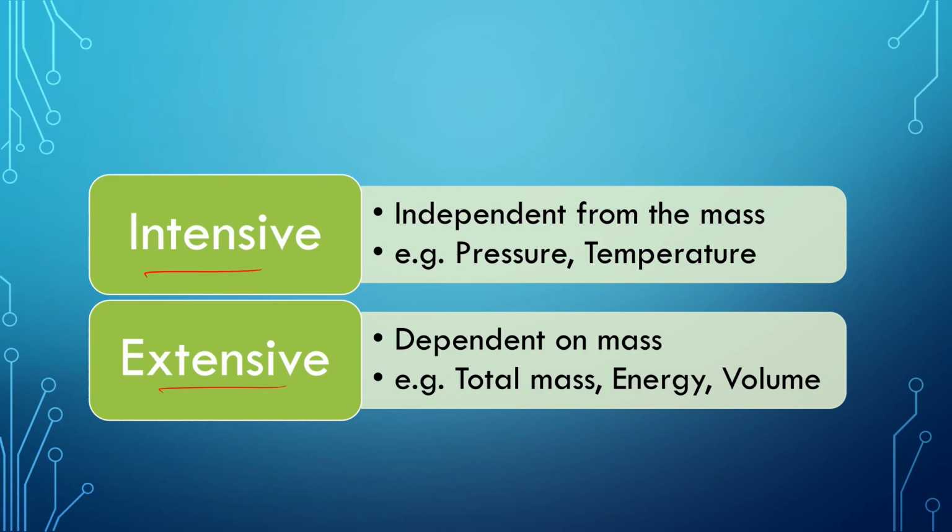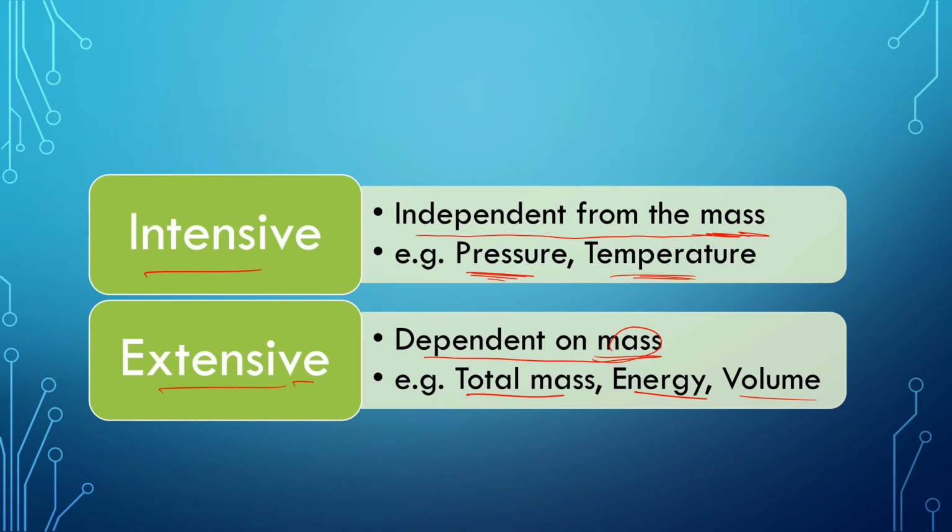What are intensive properties? Those properties which are independent of, or not related to, the mass of the system. For example, pressure is not related to the mass of the system. Temperature is not related to the mass of the system. All those properties which are independent of the mass are called intensive properties. And extensive properties are those properties which are dependent on or related to the mass of the system. For example, total volume, mass, total energy, etc. are the extensive properties of the system.